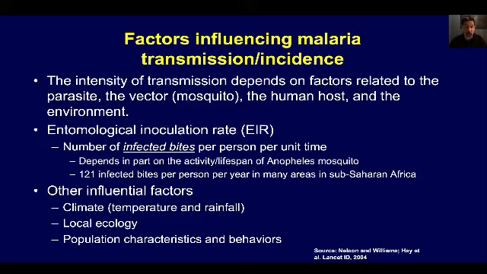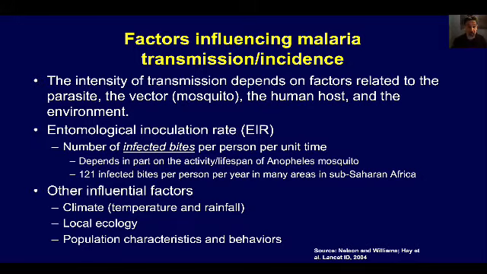As we saw, for a mosquito to become infectious, it takes about 7 to 12 days after biting an infected human. So if the lifespan of the mosquito is shorter than that, say on average 6 days, then you will have fewer infected mosquitoes with the potential to transmit. If the lifespan of the mosquito is longer, then the potential for transmission is greater. So depending on what species of mosquito is predominant, that could influence the entomological inoculation rate.